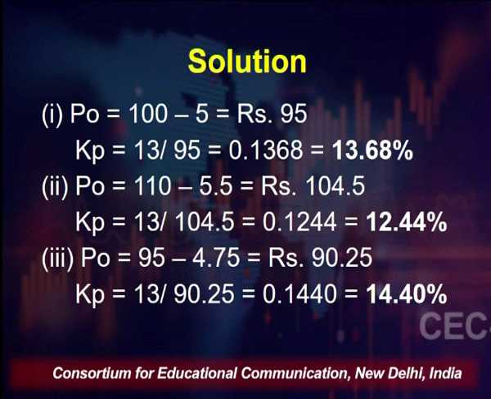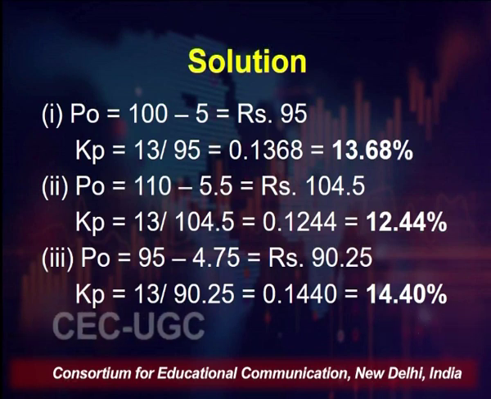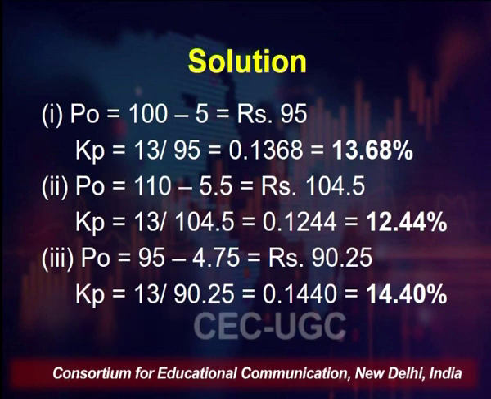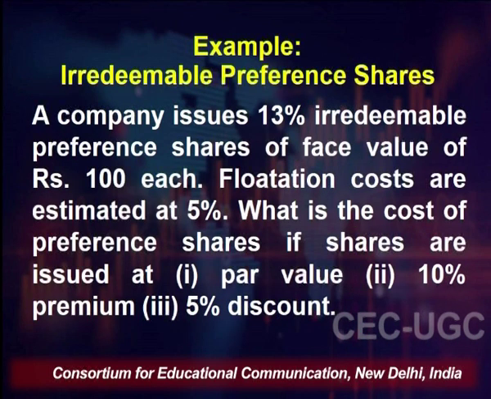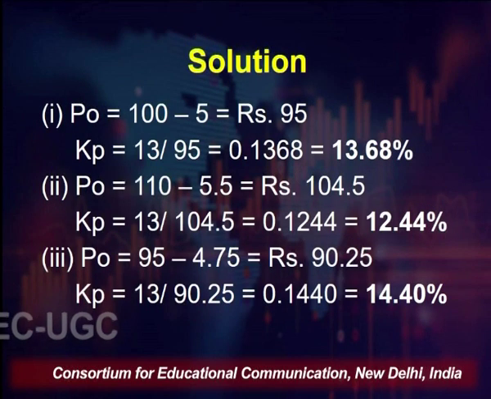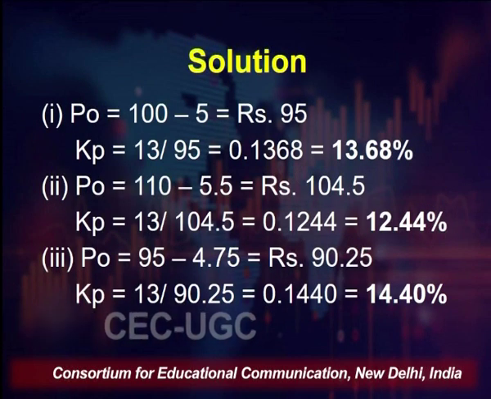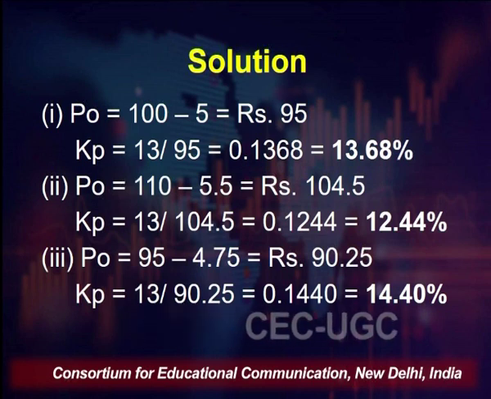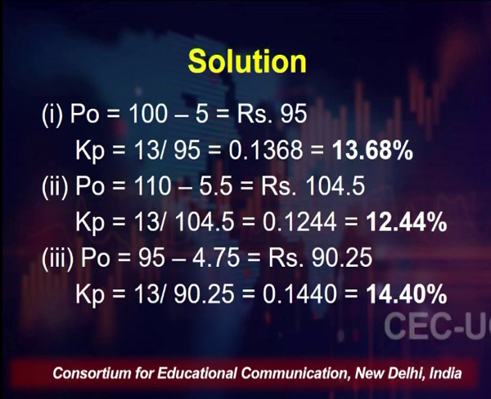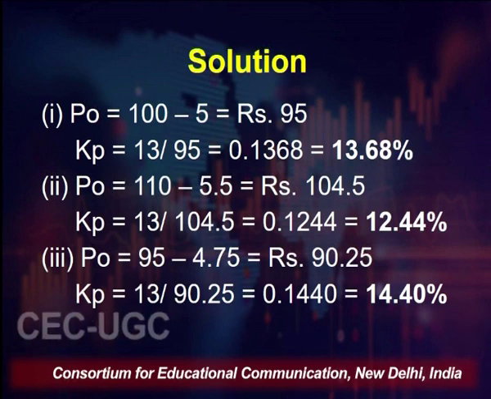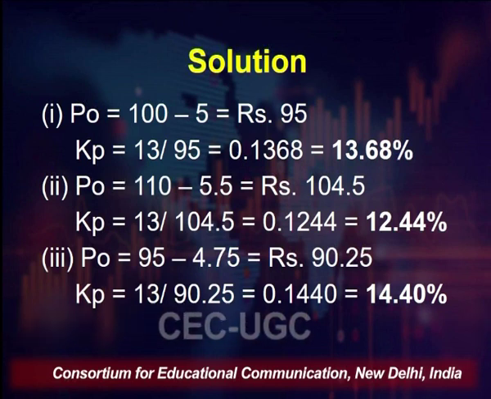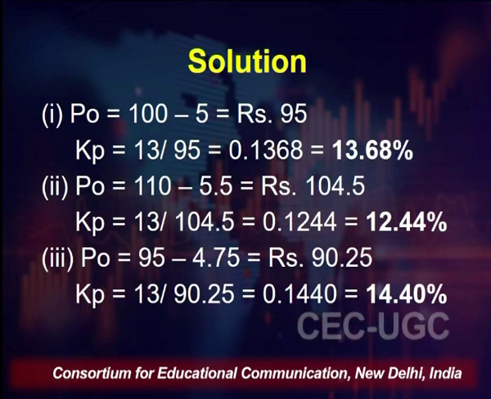Okay. So, in case 1, when the shares are issued at par, the value will be 100 minus 5, okay. 5 is your flotation cost. So, the value P0 is rupees 95, and cost of preference share here will be equal to 13, the rate at which you are giving preference dividend, divided by 95, that will be equal to 13.68%.